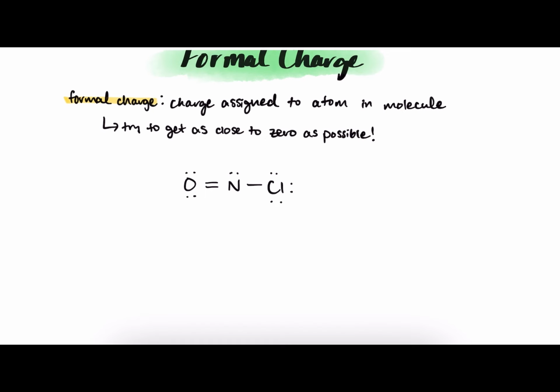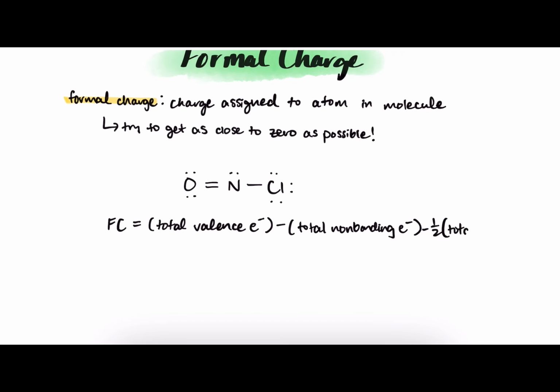What is the equation for solving for formal charge? Well, formal charge, which I'm abbreviating as FC, is equivalent to the total number of valence electrons, and I'll abbreviate electrons as E minus, minus the total number of non-bonding electrons, or the electrons in the lone pairs, minus 1/2 times the total bonding electrons.